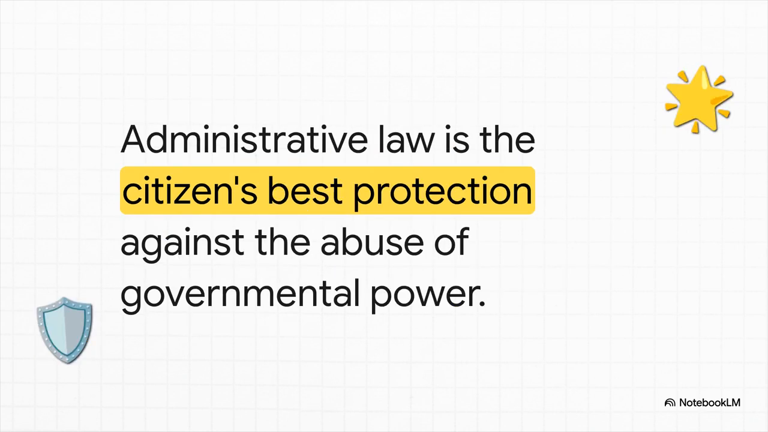Look, if there's one single thing you remember from this explainer, make it this. Administrative law and the power of judicial review is the most essential safeguard we have. It ensures government power is used for the public good and that our individual rights are respected. It's the operational manual for the rule of law.